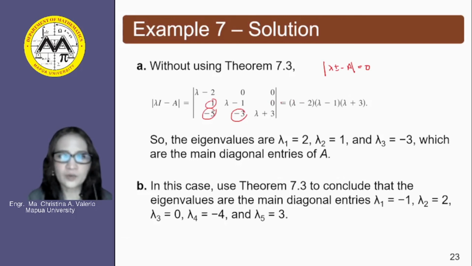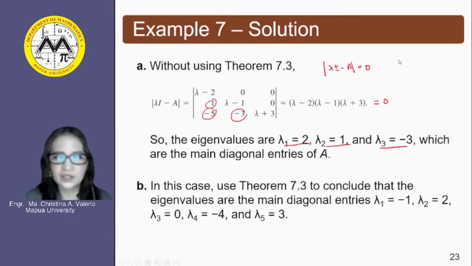And here, we will have the determinant to be lambda minus 2 times lambda minus 1 times lambda plus 3, and equating it to 0, we will have lambda 1 to be 2, lambda 2 to be 1, and lambda 3 to be -3, which is exactly the same as when we apply Theorem 7.3. In letter B, we use Theorem 7.3 to conclude that the eigenvalues are the main diagonal entries.